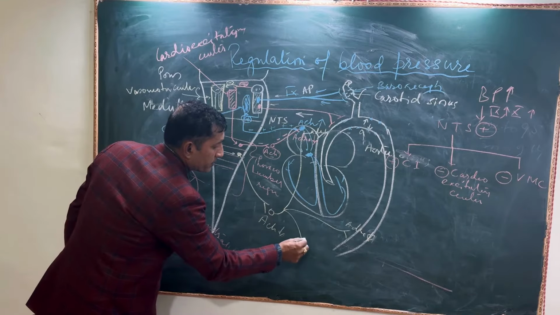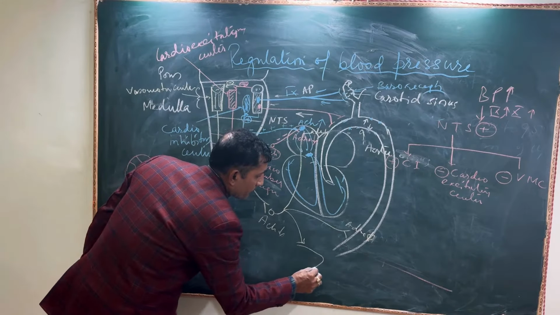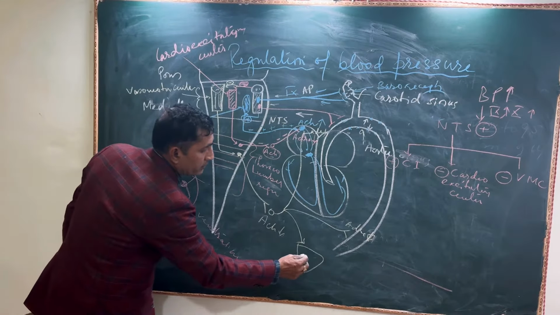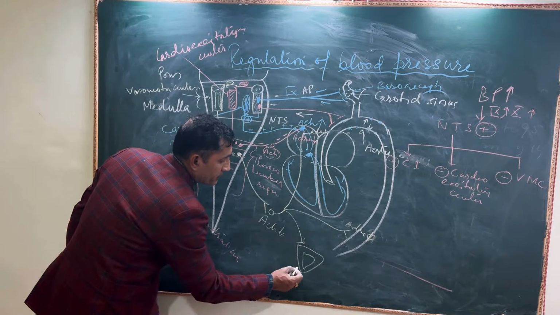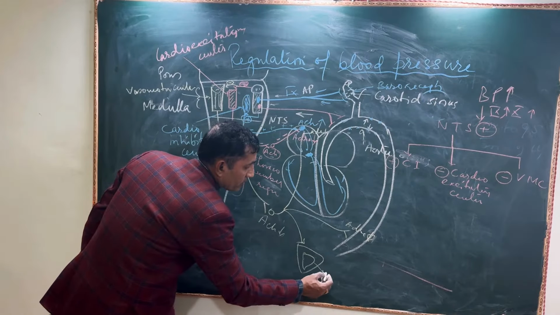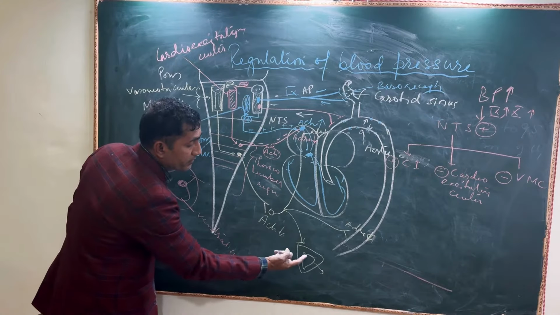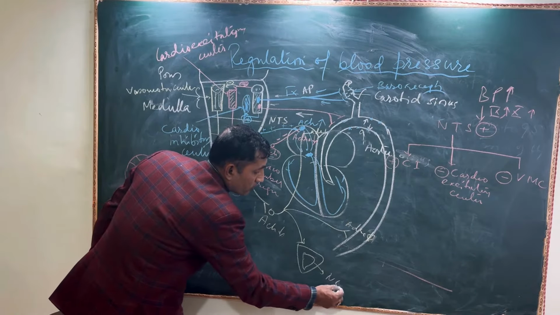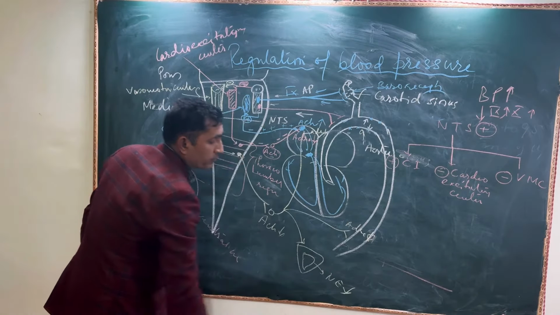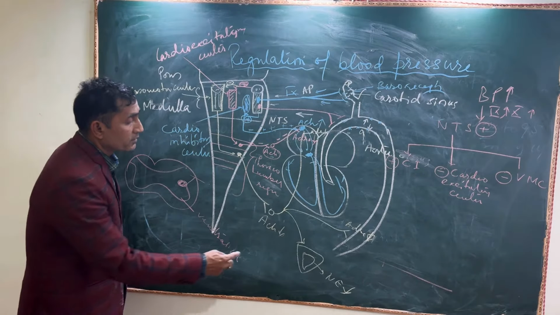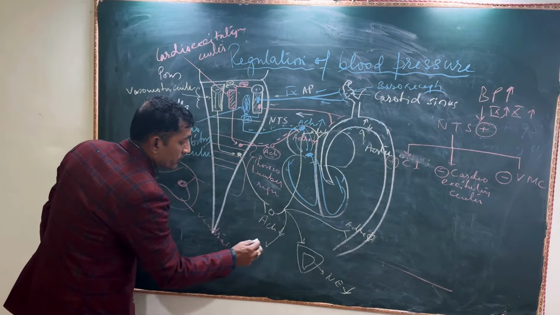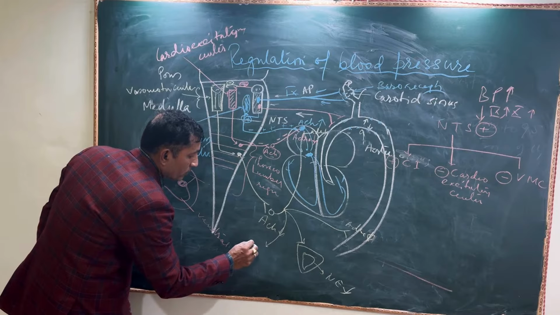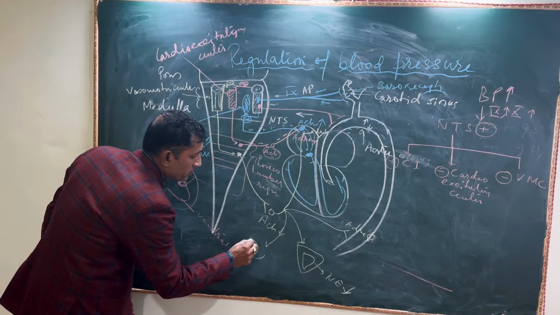Again, it has a supply to the adrenal gland. In the adrenal gland, we have the medulla, which secretes norepinephrine. Norepinephrine or adrenaline secretion is reduced. Again, it has a role on the kidney. This is the nephron.